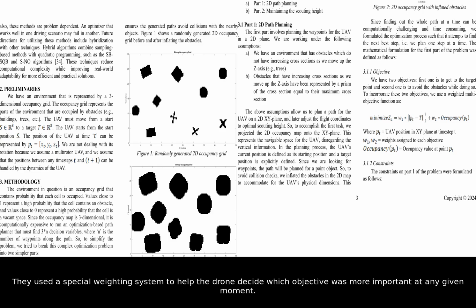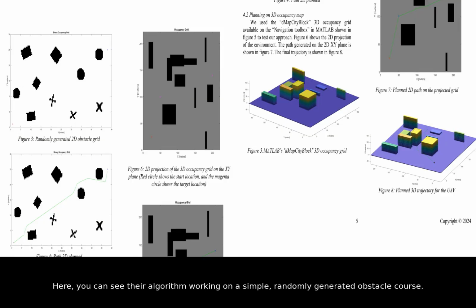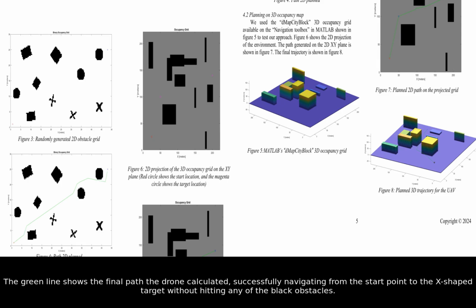They used a special weighting system to help the drone decide which objective was more important at any given moment. To keep the calculations fast, the algorithm plans the path just one step at a time, always finding the next best move. Here, you can see their algorithm working on a simple, randomly generated obstacle course. The green line shows the final path the drone calculated, successfully navigating from the start point to the X-shaped target without hitting any of the black obstacles.